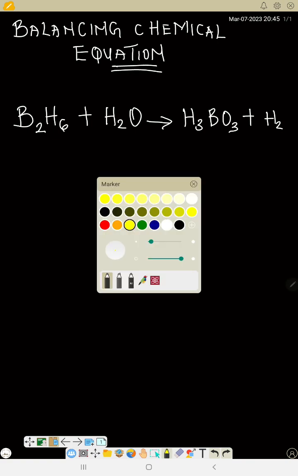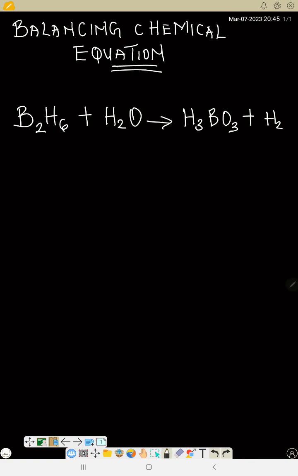Now let's combine everything together. Now to balance this, I'm starting with the highest atom. So my highest atom is 8. Now how many boron do I have here? I have 2 boron. So how many boron do you have here? 1. So I'll just put 2 at the back here. So that means the boron is balanced because this 2 will multiply this one. 2 times 1, 2. Boron is balanced.